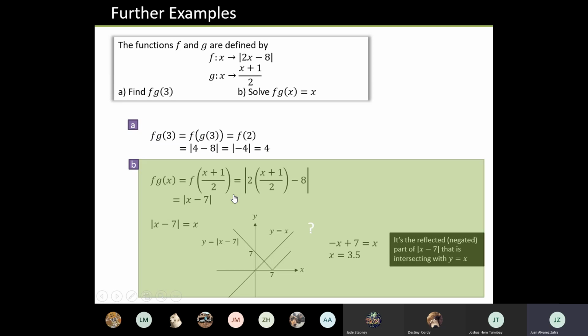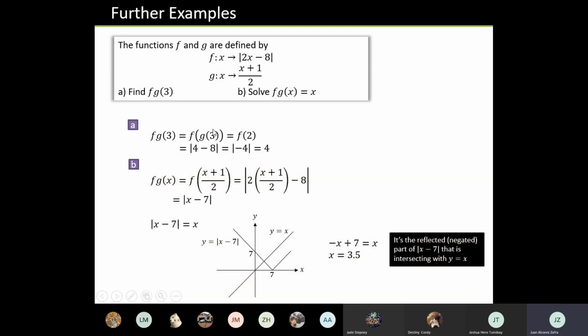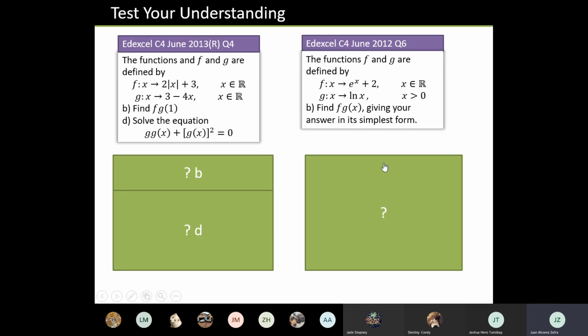Okay, and then we've got some examples here, which I'll let you work your way through. But here we've got f of g of 3. What does that mean? We put 3 into g. So g takes 3 to 3 plus 1 over 2, which is 3 plus 1 is 4 over 2 is 2. And then putting 2 up here, we get 2 times 2 is 4, minus 8 is minus 4, and the modulus of minus 4 is 4. Okay, and you can do the same thing with f of g of x, and you can sketch these things as well. A bit of testing, I'll leave that for you.